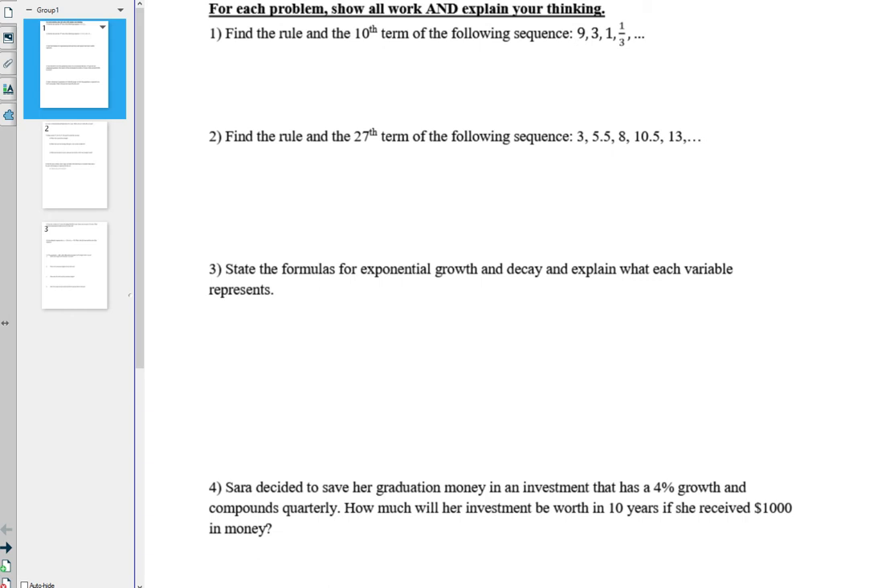You should also have to, as it says here, explain your thinking. So be prepared to write a narrative.